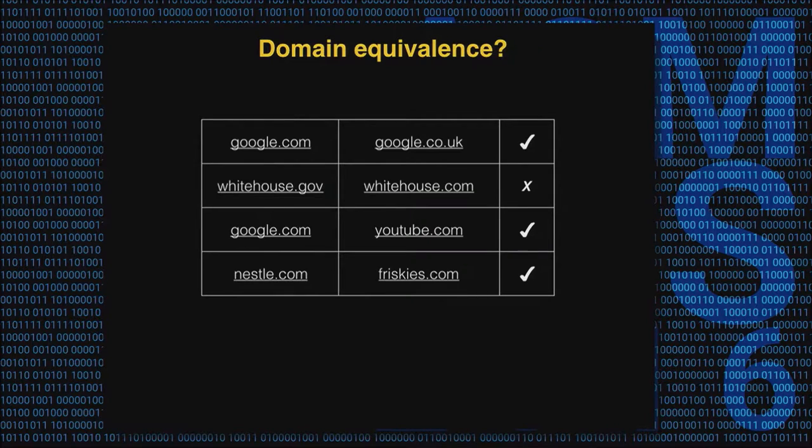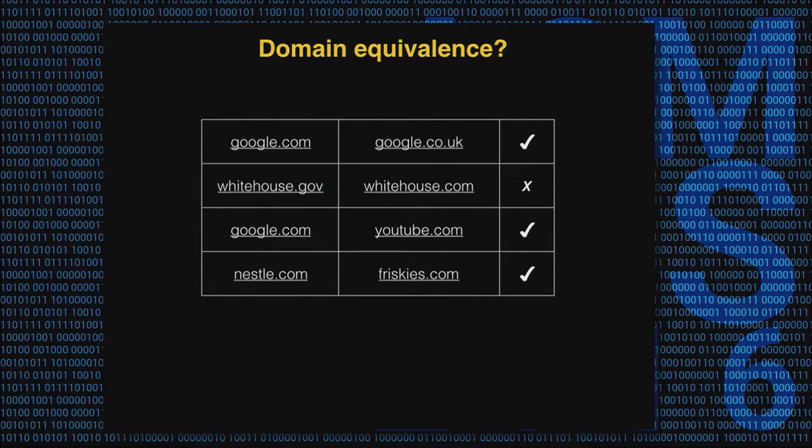On the other hand, sometimes the string is totally different, like google.com and youtube.com, for example. But most of us intuitively know that YouTube is owned by Google. But this information isn't represented in the domain names anywhere. And then a further example is nestle.com and friskies.com at the bottom here. It turns out that Friskies is a company owned by Nestle. But just looking at these domain names, you'd have no way of knowing that.